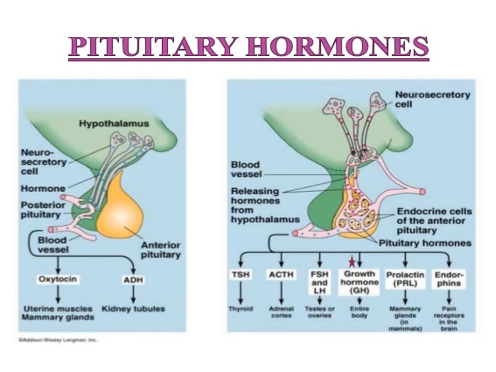ACTH, adrenocorticotropic hormone, that acts on the adrenal cortex of the adrenal gland to release glucocorticoids. FSH and LH, follicle stimulating hormone and luteinizing hormone, that act on testes and ovaries.